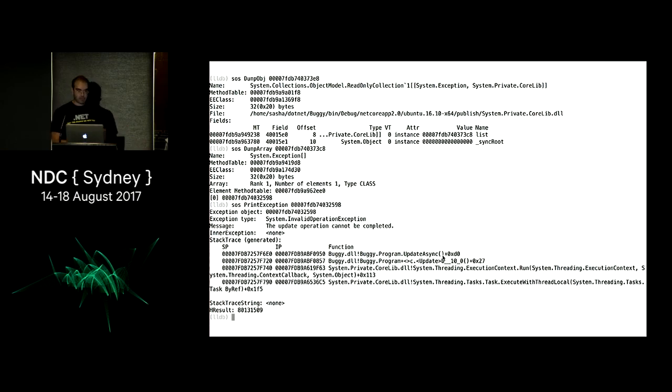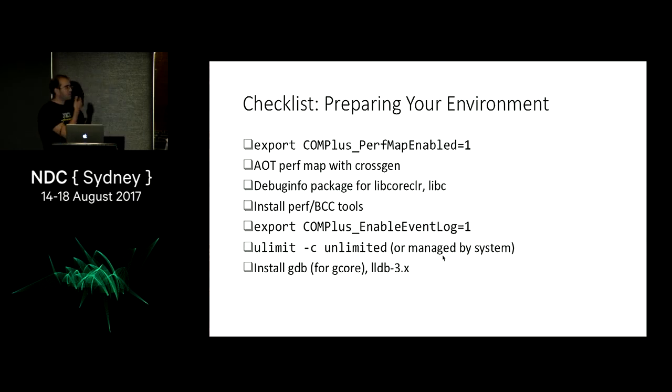And again, currently you can't grab the core file and just open it in Visual Studio like you're used to on Windows. So for now, this is the workflow we're stuck with. So here's a quick checklist that you'll be able to take a look at later for what you need to do to prepare your production environment. So it has all the different things like the perf map enabled variable and the event log variable and the setup you need to do, installations, and so on.